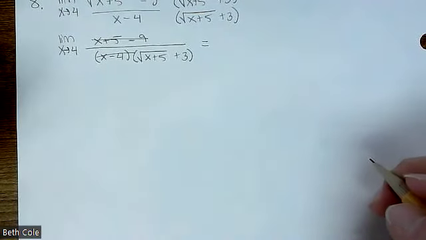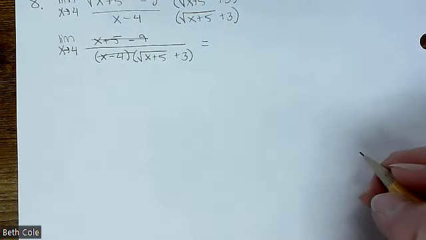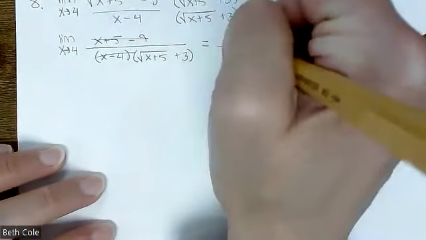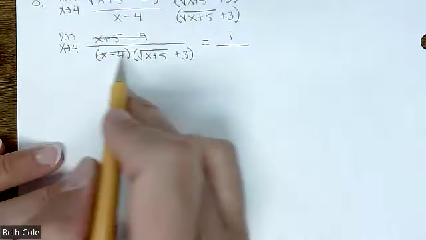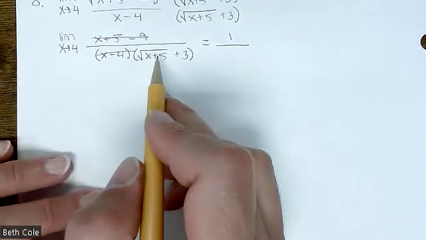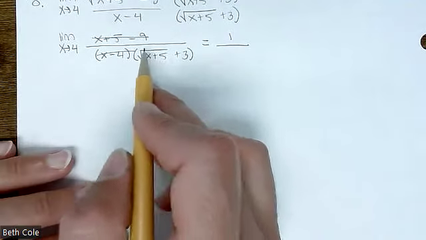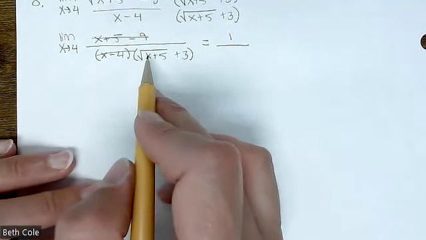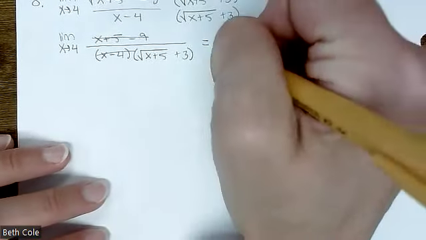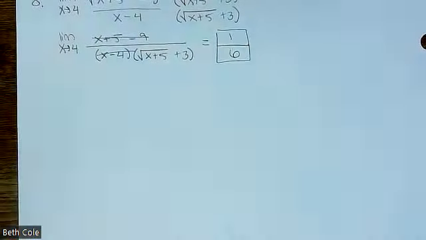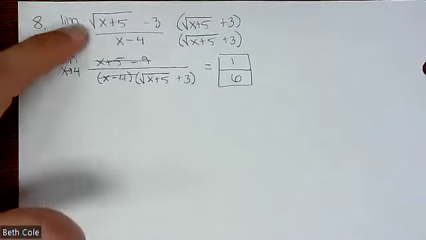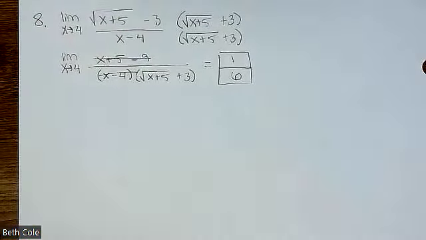Now, the entire numerator's gone, but there's still something there. What is there? Good. 1. And then you plug 4 in to what's left. So 4 plus 5 is 9. Square root of 9, 3 plus 3 is 6. So 1/6 is your answer. So recap, if there's a square root, you multiply by the conjugate, and then everything's going to kind of fall apart.